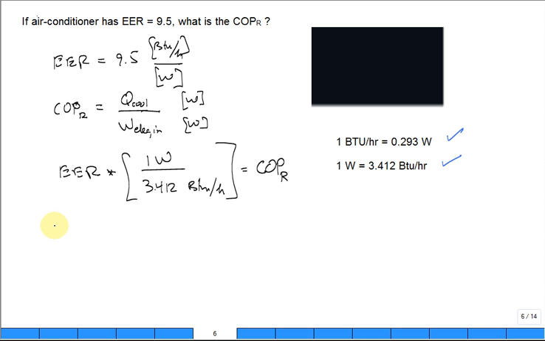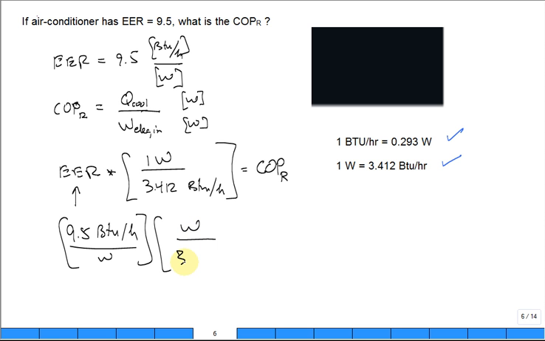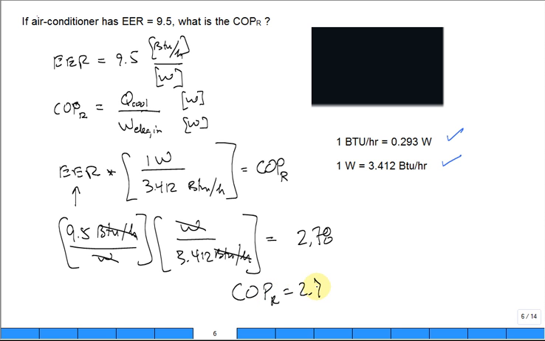So we'll go ahead and substitute right here. This is 9.5 BTUs per hour divided by watt. You multiply by the unit conversion, 1 watt per 3.412 BTUs per hour, and the watts cancel, and you're left with 2.78. So the COP is 2.78.